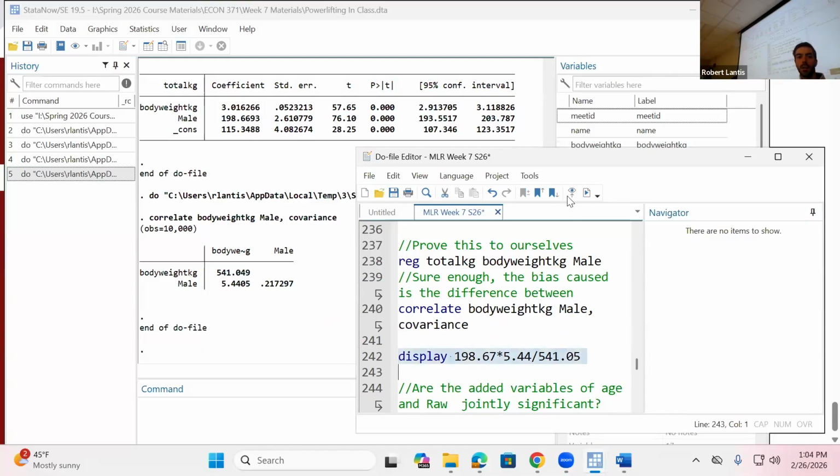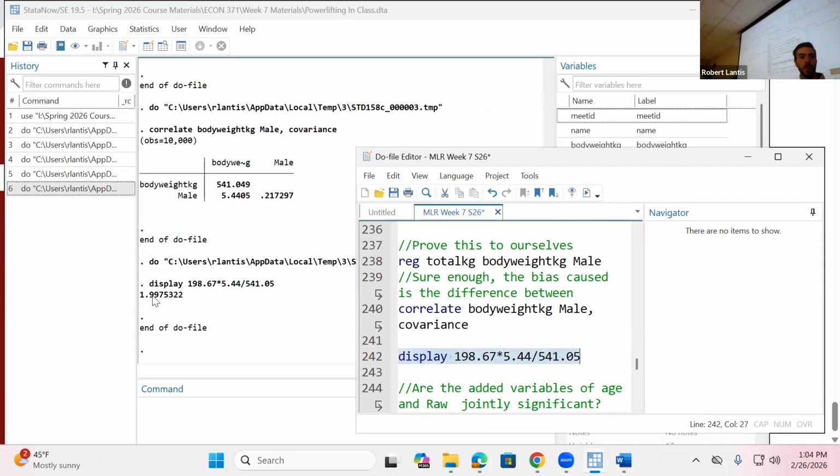Now I'm rounding here. So if I hit this, remember display just does math for us. Sure enough, what value am I getting? Approximately 2. Now there'll be some rounding error there, but when it comes to the exam, I'm not going to grade you out to the 4th decimal. As long as you're showing your work, I can understand that you're doing it correctly, right? And I'm not going to grade on rounding errors, right?